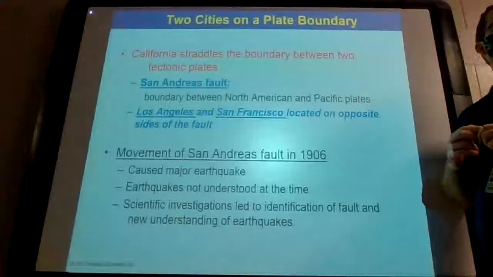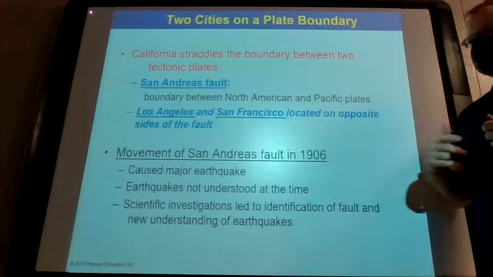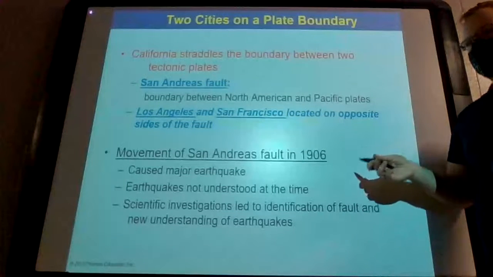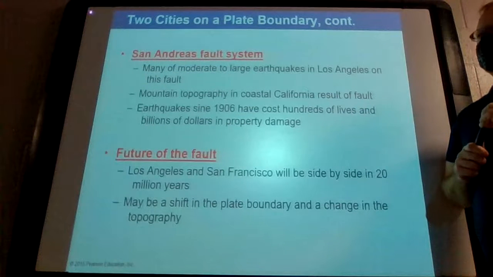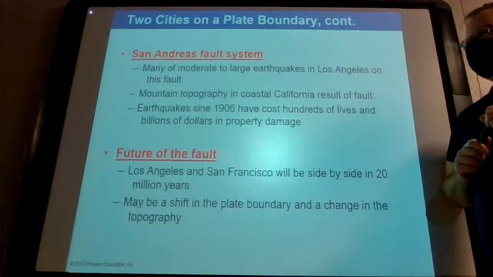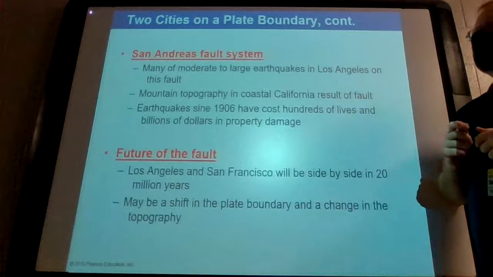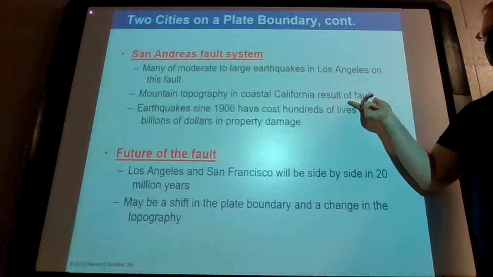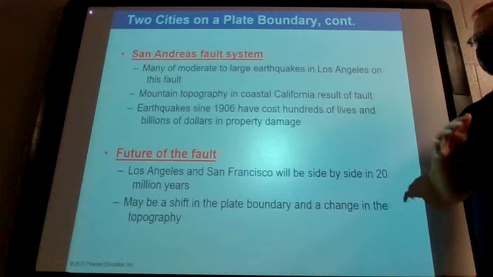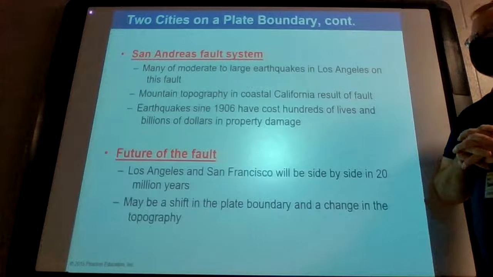The biggest earthquakes in U.S. history have all been on the San Andreas Fault. One of the really big ones was in 1906, which caused lots and lots of damage. I think we had another one maybe in 1980 that collapsed a lot of highways and was pretty bad. The San Andreas Fault system is probably one of the most active in the United States. Many moderate to large earthquakes in Los Angeles have happened on this fault. Your mountain topography in coastal California is a result of the fault, so those California hills are directly caused by the San Andreas Fault.